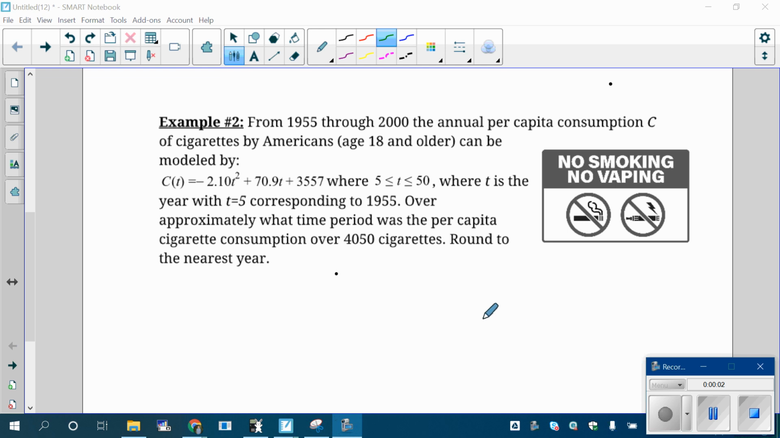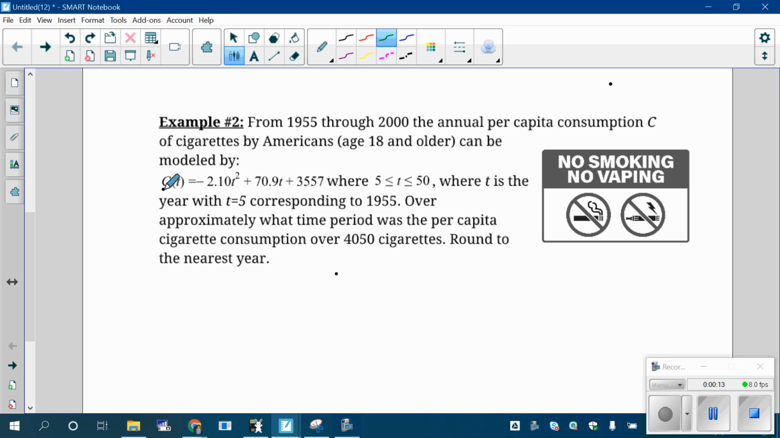Okay. So for this example, take a second, make sure you read it already. It's asking you about thinking about the average per capita consumption of cigarettes by Americans. It gives us a function. This is the per capita cigarette consumption. It depends on time. They're telling us let the time go between 5 and 50, with 5 representing the year 1955. This graph is an upside down parabola with a y-intercept of 3,557.